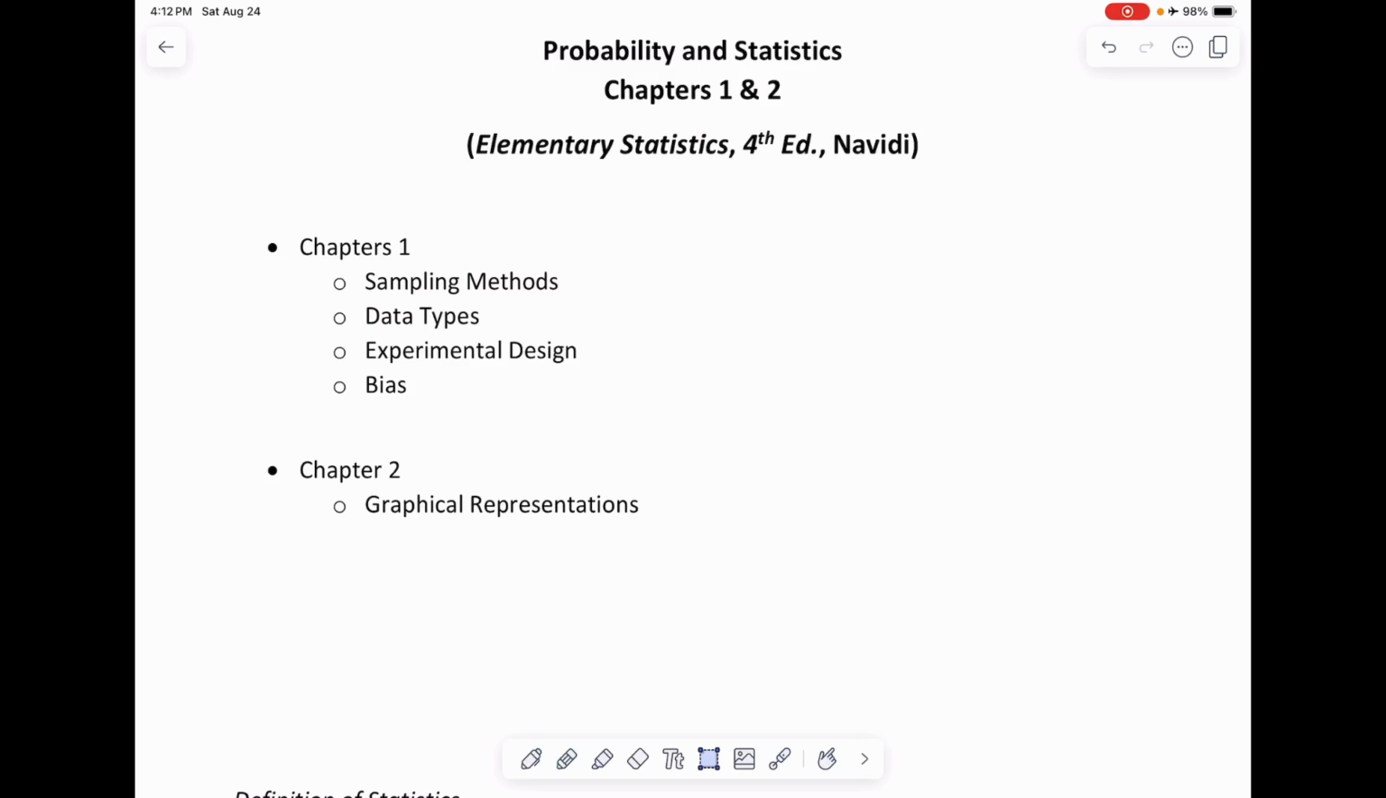Welcome to our first lesson of probability and statistics. In this lesson, we're going to be covering chapters 1 and 2, specifically working from the book Elementary Statistics, 4th edition by William Navidi, published by McGraw-Hill.